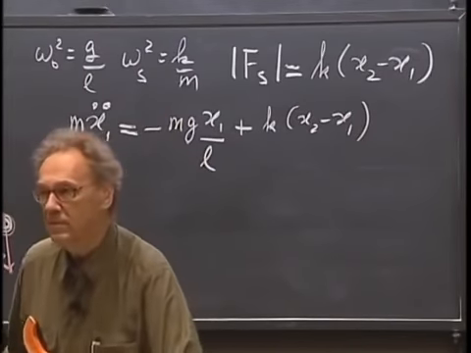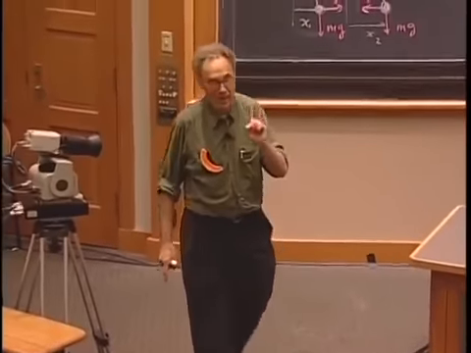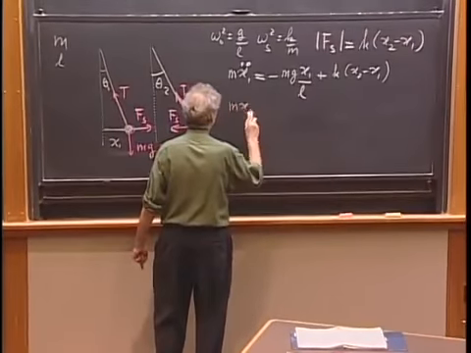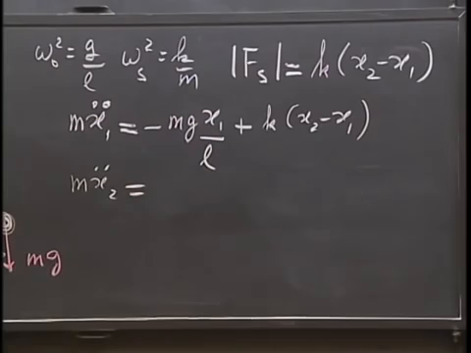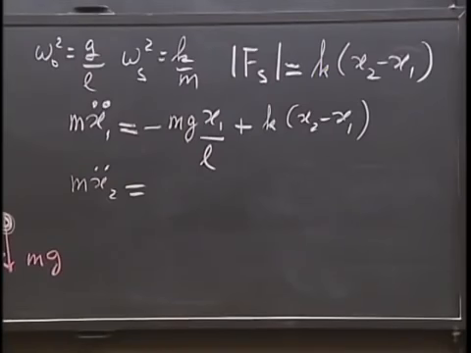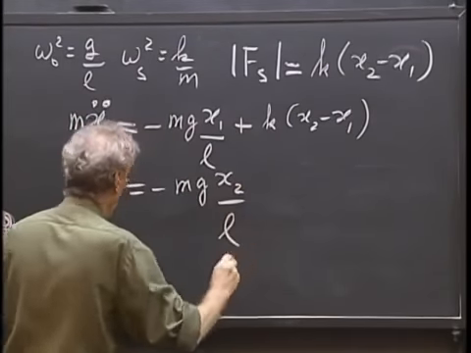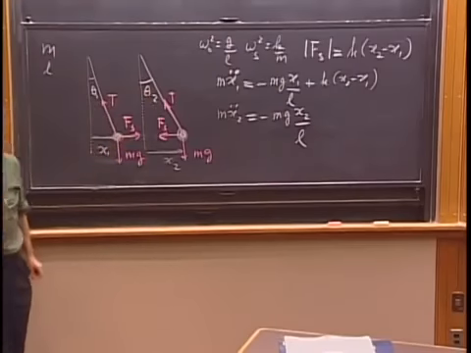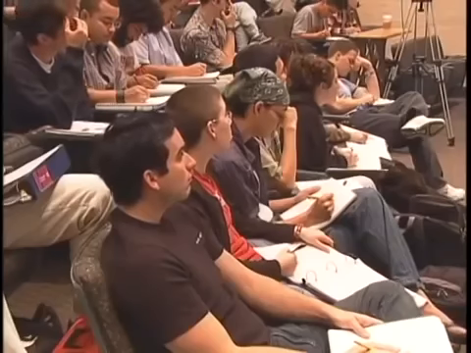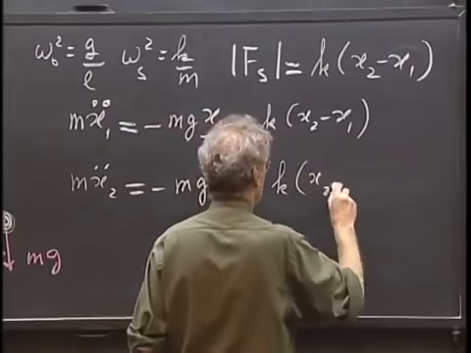So look at this. Signs are very important now. Very important. And the next one, m x2 double dot, has again the restoring force due to the pendulum, which is minus mg x2 divided by L, because it's the sine of theta 2 now that comes in. And now it has the spring force, which now has a negative sign. And so now we get minus k times x2 minus x1.